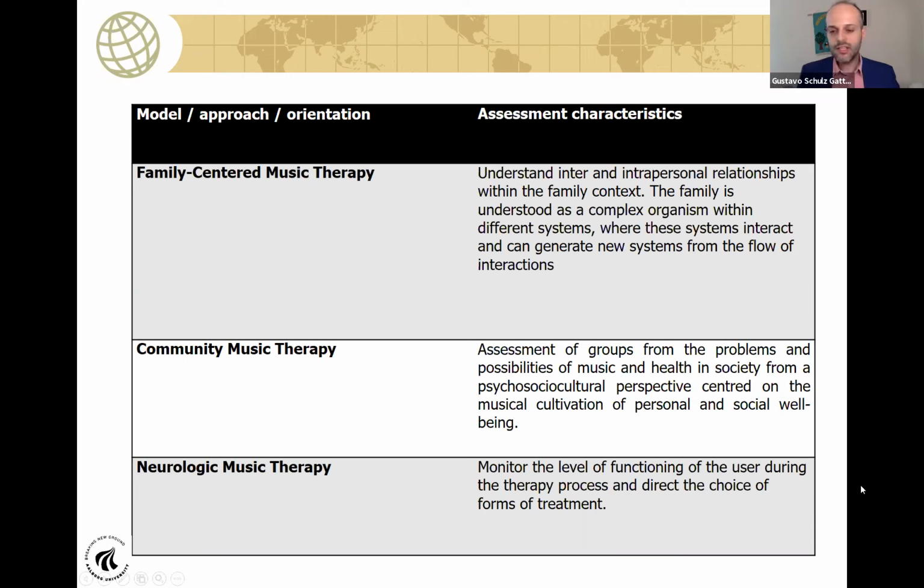And to finish this really broad view on this topic, we have neurologic music therapy, which has this understanding of monitoring the level of functioning of the user during the therapy process and directing the choice of forms of treatment.